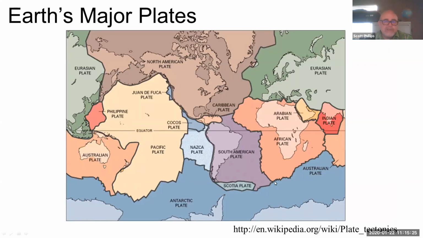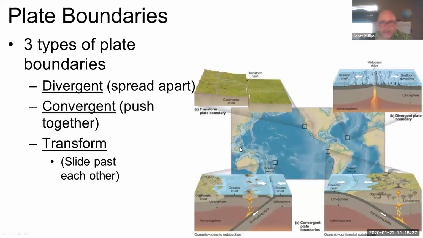Here's another color-coded illustration to show you where many of these plates are. And so the outer layer of the Earth is broken into these different plates. These are the major ones. And where those plates meet up with each other, there are three types of boundaries. In some places, the plates are being pulled apart. That's called a divergent boundary. So here, in the middle of the Atlantic Ocean, the tectonic plates are being pushed apart from each other.